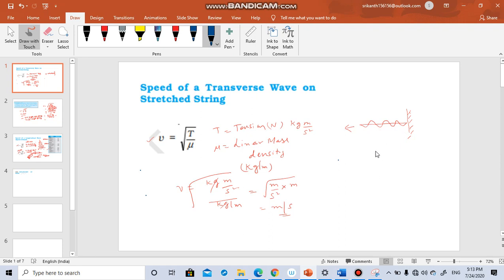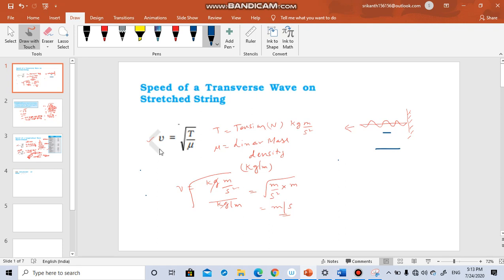There is a string which is connected to, let us say, a wall, and the string is pulled and released. So you will see waves like this. This is a transverse wave. So we are trying to find out the speed of the wave. Here the proofs are beyond the scope of your syllabus.